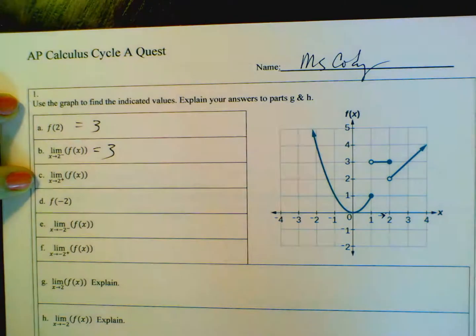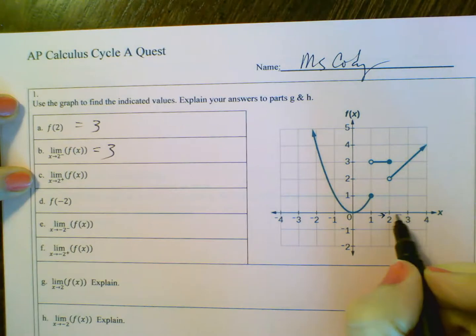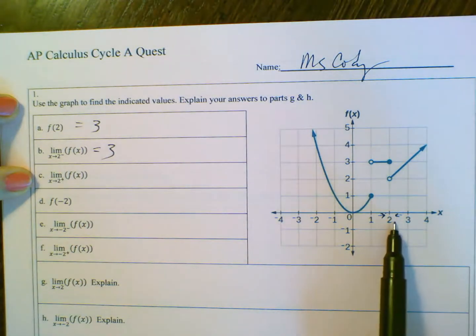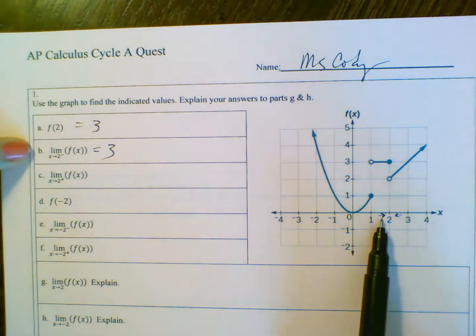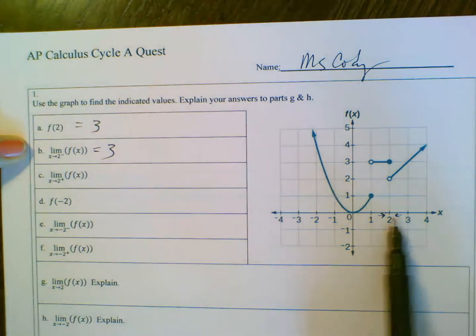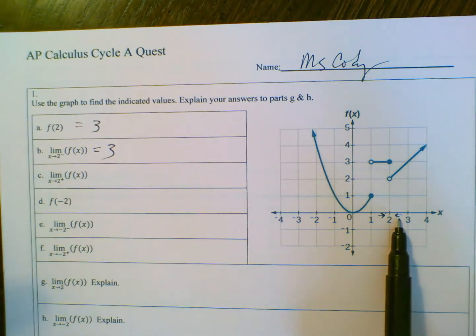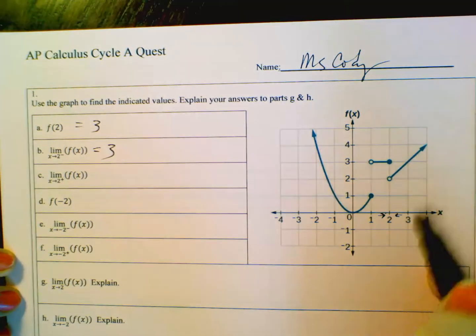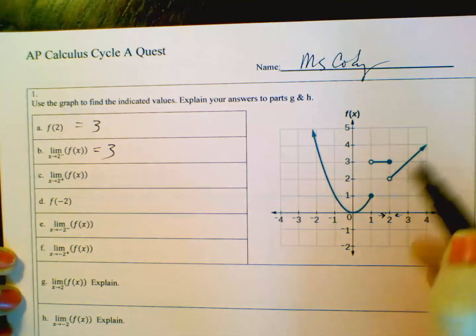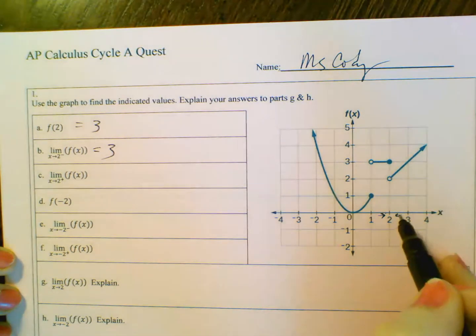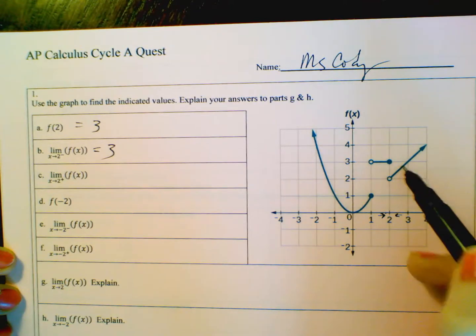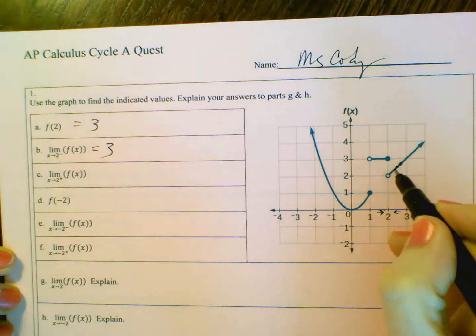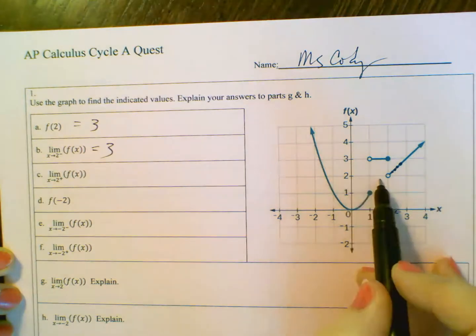All right, now x is approaching 2 from the right. So this time I'm thinking of x values over here, like 2.1, 2.01, 2.001. Those x coordinates correspond to this part of the graph. And as the x values are getting closer to 2, the y values, this sequence of points on the graph, are getting closer to 2.